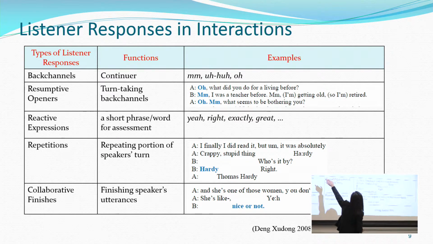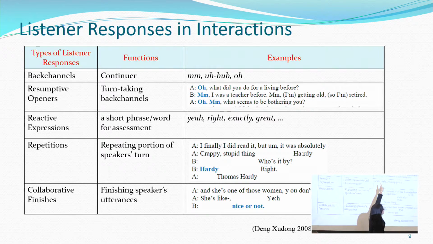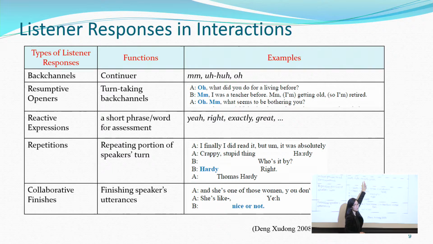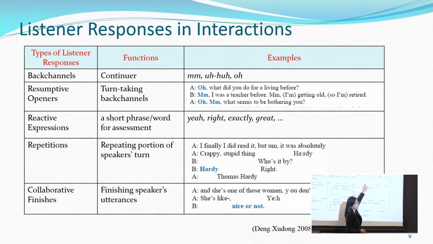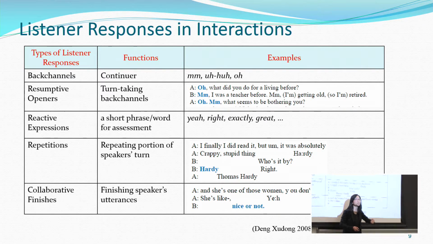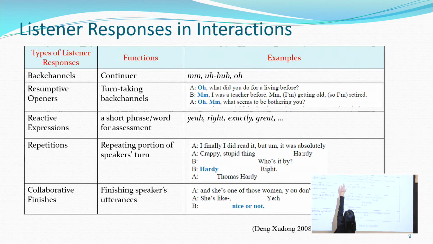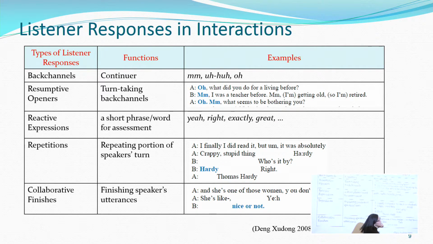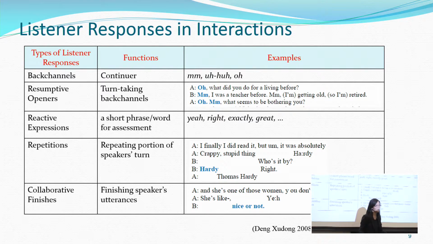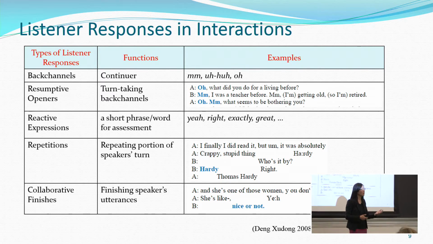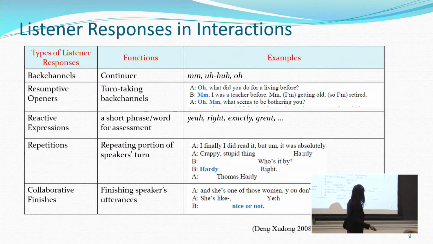And then we have resumptive openers. It happens only at the beginning of the sentence, followed by the complete turn of the previous speaker, meaning this person has to wait until the previous speaker finishes his turn to start talking. And before talking, this person would utter these turn-taking resumptive openers. They are not lexical, they are just vocalic. Yeah, so on and so forth, all right?